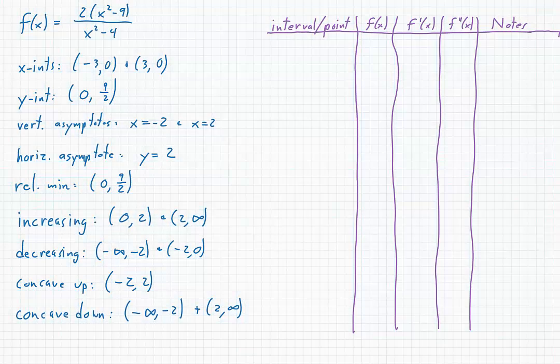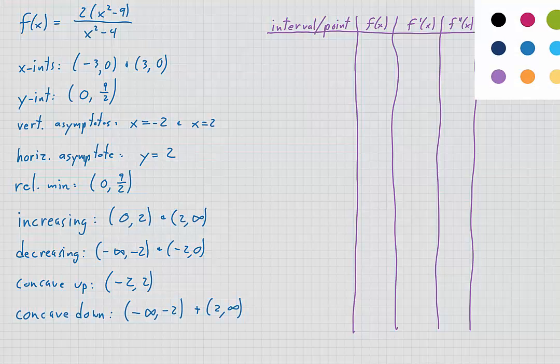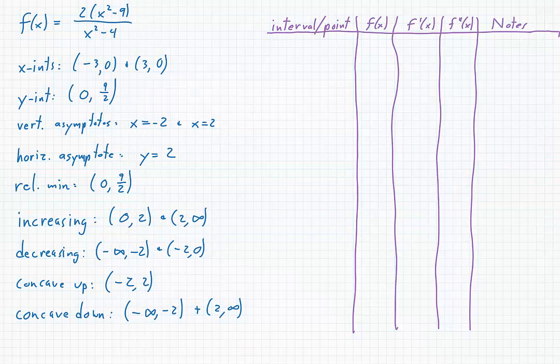So on the left side here, you see all of the information that we found in the last video about the function f of x is equal to 2 times x squared minus 9 in the numerator divided by x squared minus 4 in the denominator. And what we're going to do is take this information, now that we've digested it a little bit, and put it into a nicer format. We're going to fill it into this table that you see on the right hand side.